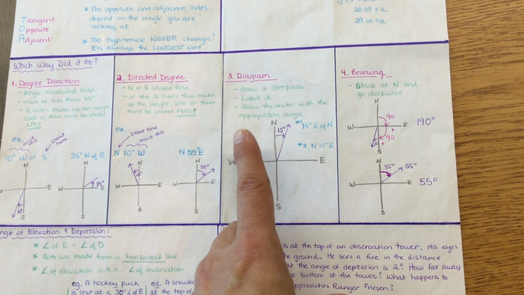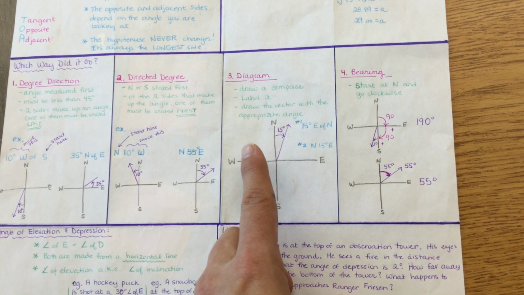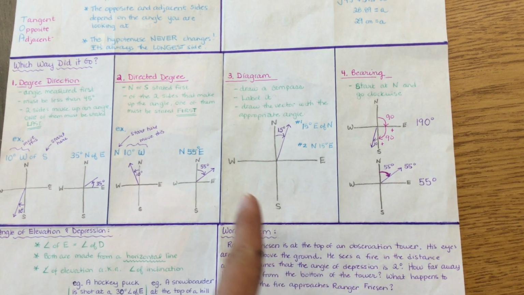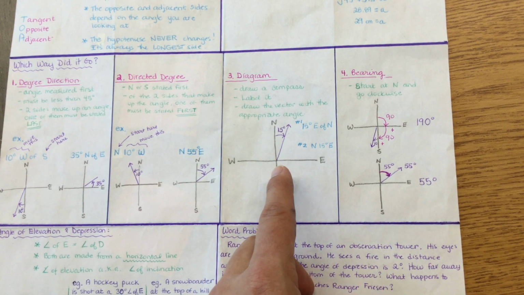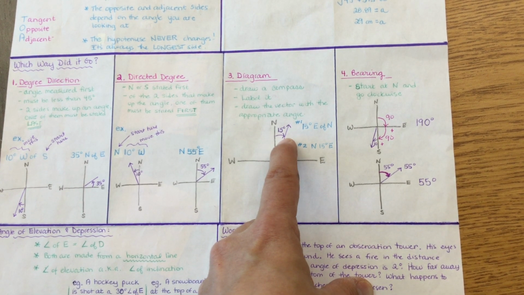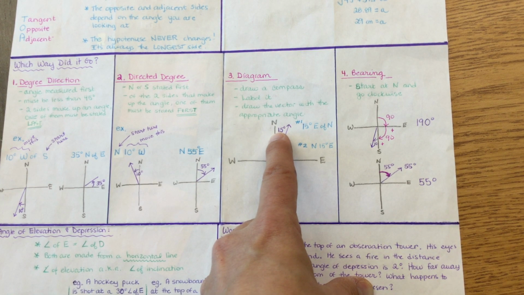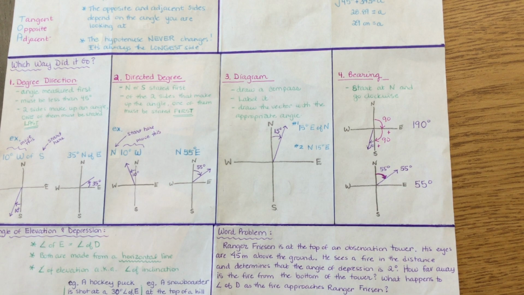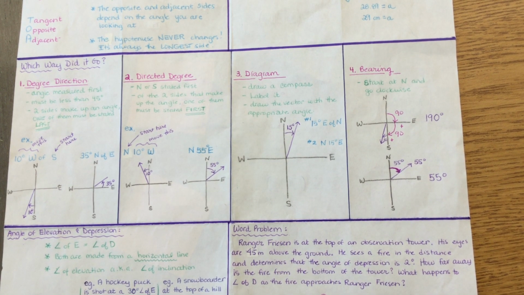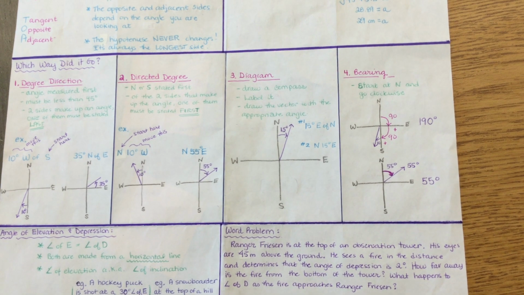So for the diagram, you're always going to draw a compass, label it, draw the vector with the appropriate angle. So you know that we draw the cross and then north, east, south, west, and the vector should be aligned with an arrow on it, and there should be a smaller vector, and then they put the degree on it. They should diagram every single angle or direction that they're given. That's it for diagram, it's just a picture, okay?